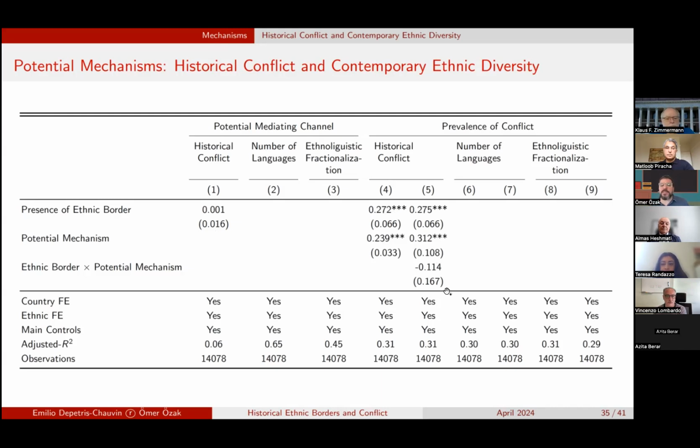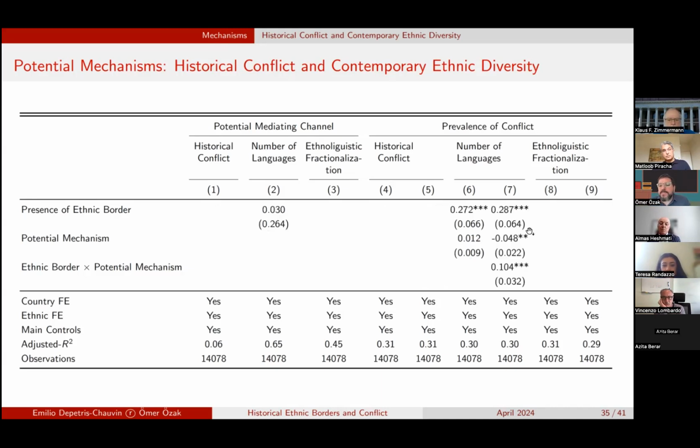We also look at whether the presence of historical conflict at a historical border may have a differential effect. And again, we don't find a significant effect, but the coefficient is negative, suggesting that at least if you and I fought in the past, perhaps we may have resolved these issues better, and you may see less of an effect of the border today.